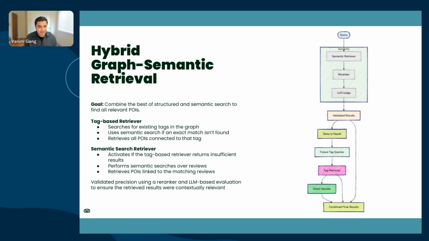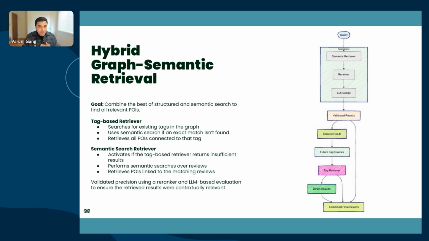That's fast and exact. But if no tags exist, say live acoustic music in New York, the semantic retriever kicks in and searches across review embeddings and finds conceptually similar phrases, such as band plays every Friday night, or great acoustic set upstairs. And these reviews connect back to the POIs, giving us new meaningful results even when no explicit tag exists. We then merge the results from both retrievers.